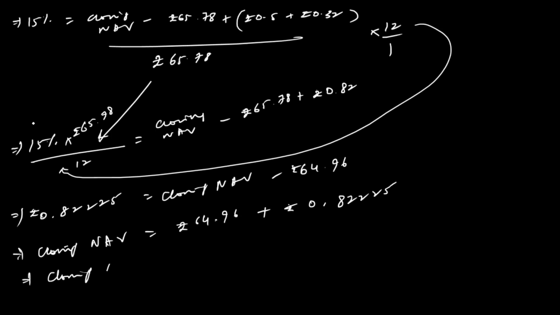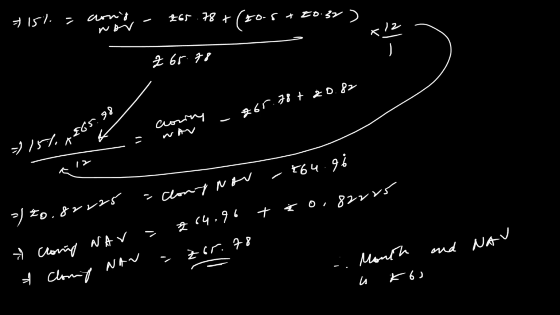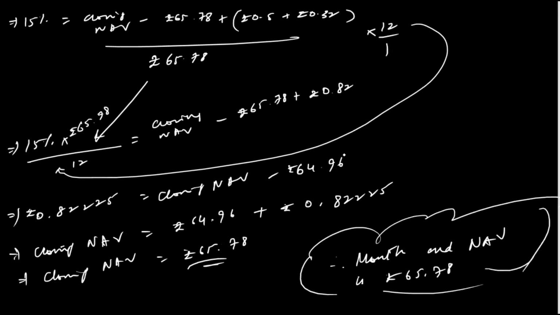Therefore, closing NAV is 64.96 plus 0.82225. That is 65.78. Therefore, month end NAV is rupees 65.78. What is the opening NAV? Opening NAV is 65.78 and even month end NAV is 65.78. That means there is no change in NAV.